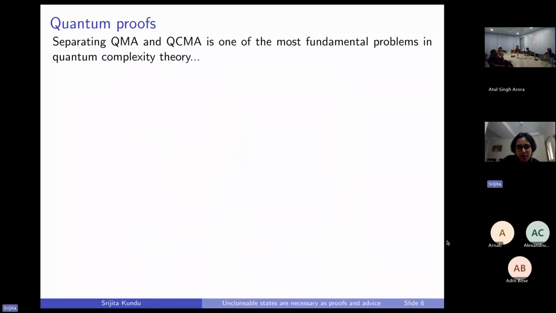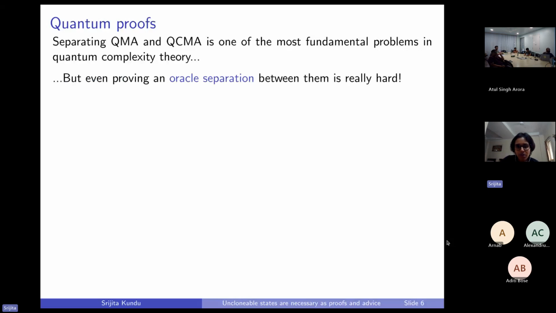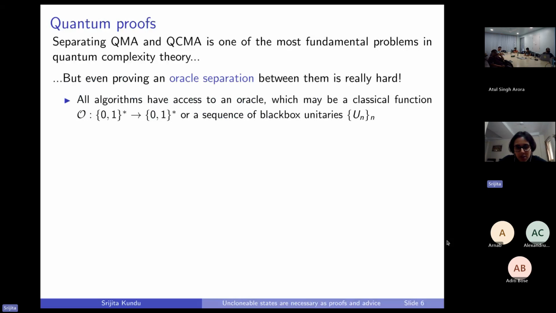So it is clear that QCMA is contained in QMA because you can always encode a classical string as a quantum state. But one of the most fundamental questions is whether this containment is strict, whether you can actually separate QMA and QCMA. Unfortunately, even proving an oracle separation between them is really hard. By an oracle separation, I mean all the algorithms in question have access to an oracle, which may be a classical function, just a function from 0,1 star to 0,1 star, or it could also be a quantum oracle, in which case it's a sequence of black box unitaries. All the algorithms in question can query this oracle as one time step. And so when we say oracle separation, we mean a separation in this setting.